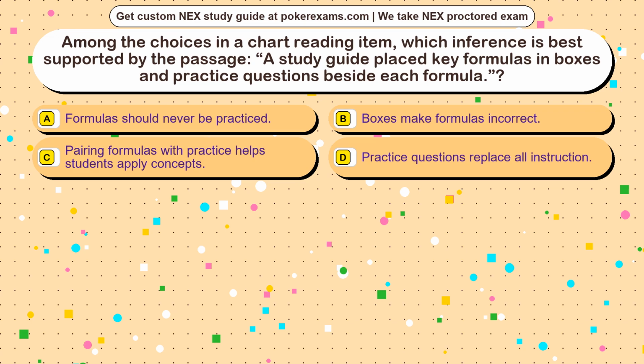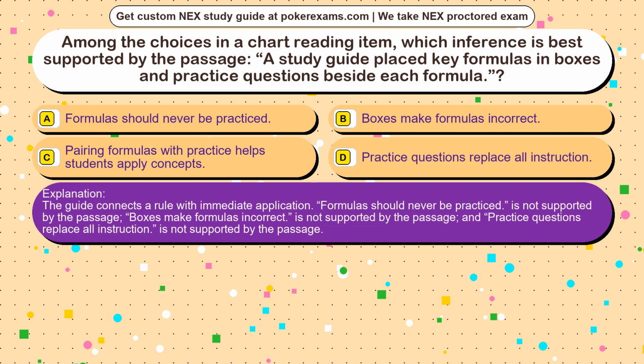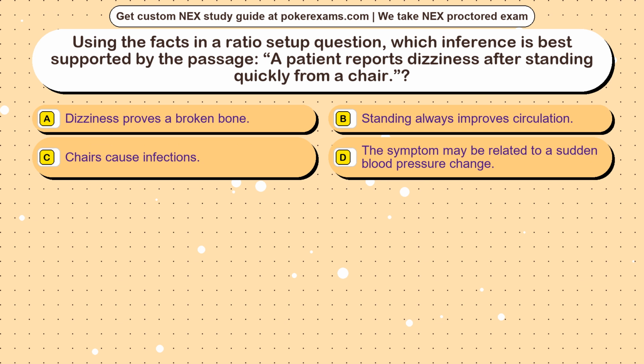The correct answer is option. The guide connects a rule with immediate application. Formulas should never be practiced is not supported by the passage. Boxes make formulas incorrect is not supported by the passage, and practice questions replace all instruction is not supported by the passage.